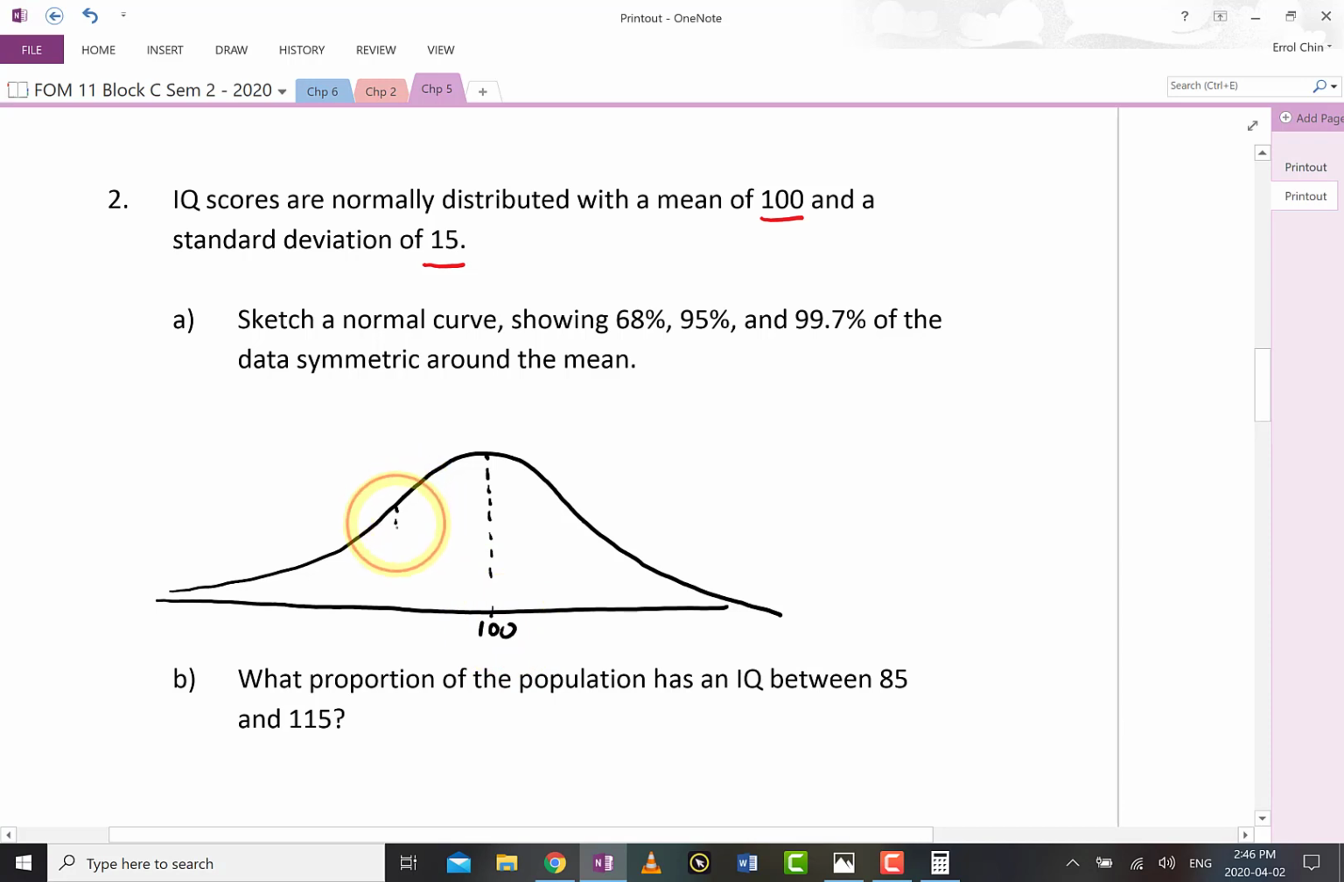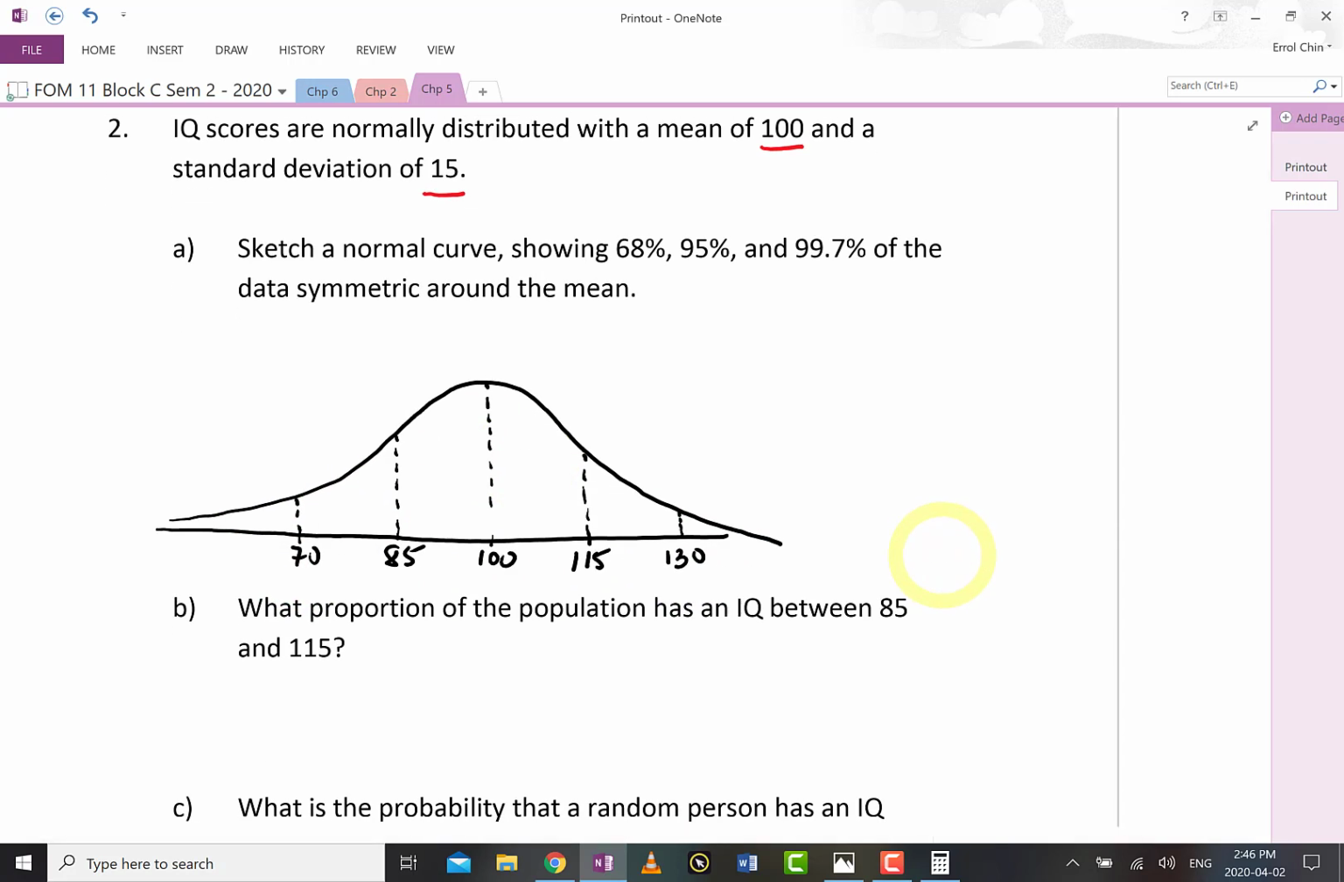Now we have plus or minus 1 standard deviation. Well, what's the value of the standard deviation? Oh, it's 15. So plus 15, that'll be 115, minus 15, well, that'll just be 85. Plus or minus 2 standard deviations, well, that's going to be 130 and minus 15, that's going to be 70. So that's 2 standard deviations. And then plus or minus 3 standard deviations, it's going to be roughly 145 and then 55.